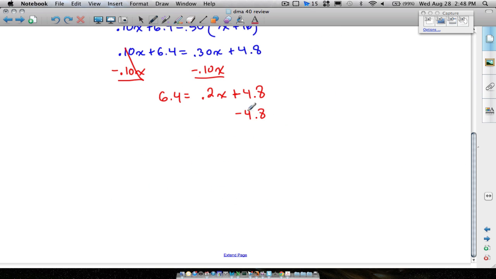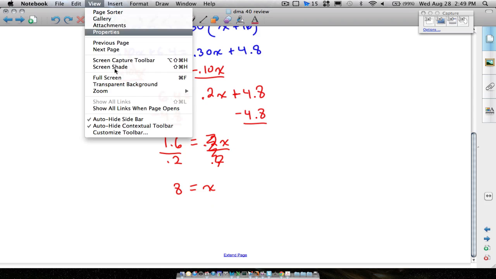Let's solve this equation for x. Subtract 4.8 from both sides. And 6.4 minus 4.8, when you do that, you should get 1.6. This is equal to 0.2x, and to solve for x, divide by 0.2 on both sides, and when you do that, you should get a total of 8. 8 is equal to x, and again, we do have x left over here because the 0.2's cancel out. So let's go back to our problem.